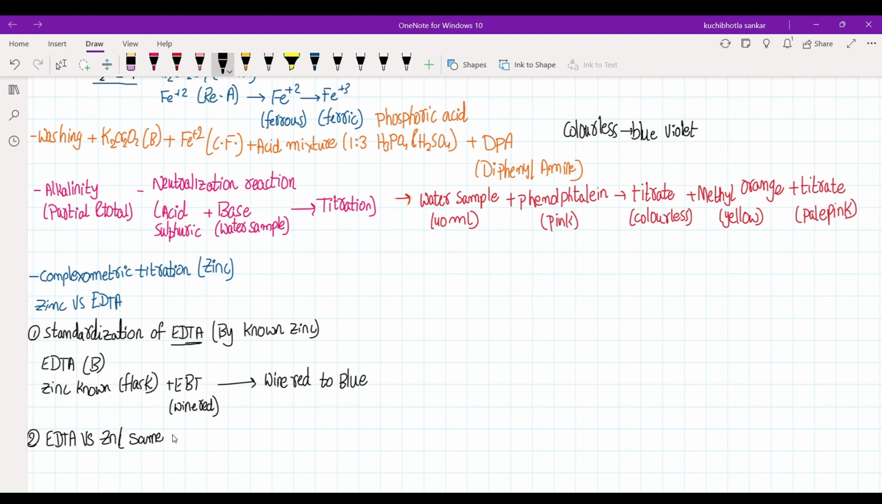Same procedure. But before, what you did is you did the known ZnSO4 solution. That's why you got the EDTA, because it is a secondary standard solution. The normality of EDTA changes. So you need to calculate what the normality of EDTA is before performing the experiment. That's it. And coming to the fifth experiment, lead acid battery.